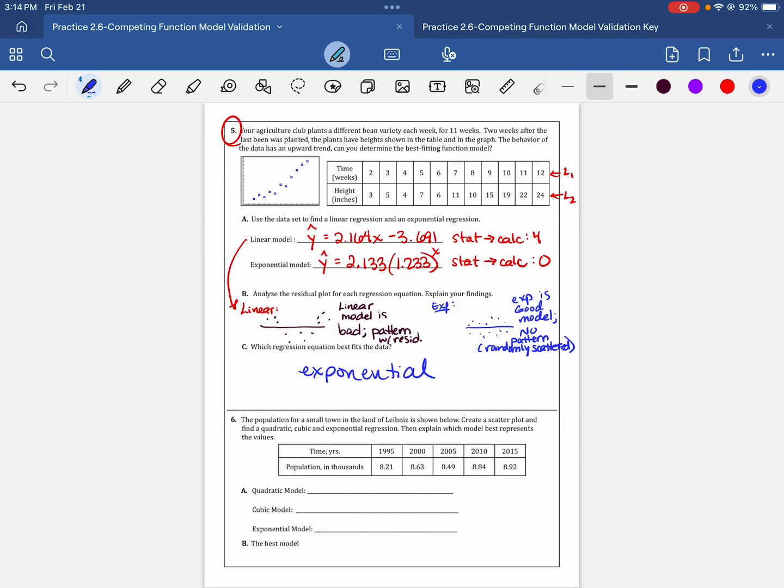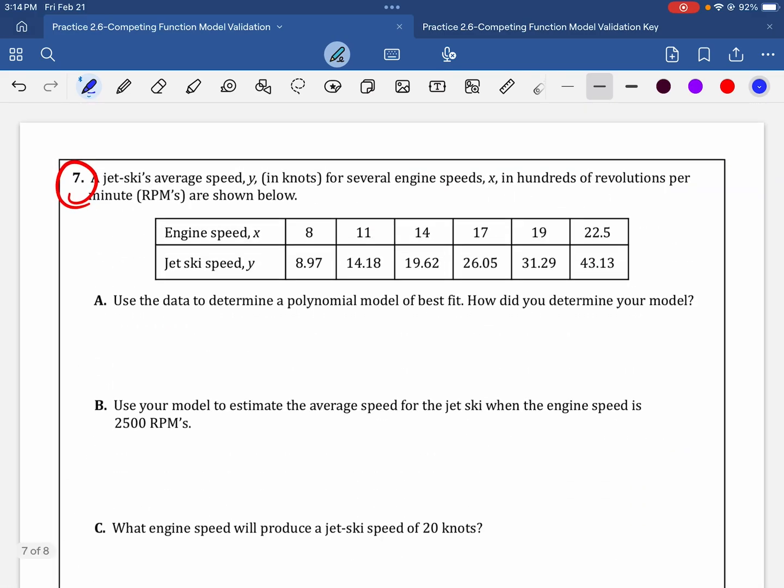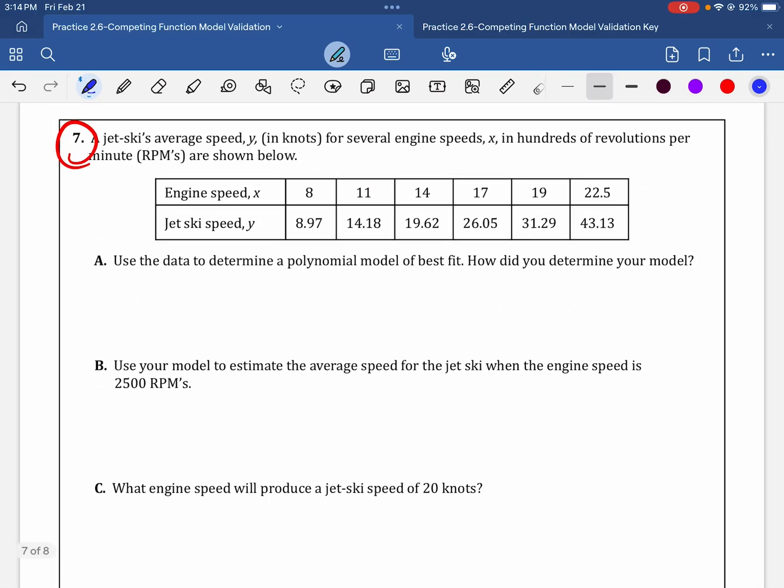So let's look at number 7. Okay, a jet ski's average speed, y, in knots for several engine speeds, x, in hundreds of revolutions per minute, RPMs, are shown below. Use the data to determine a polynomial of best fit. How did you determine your model? All right, so I'm going to do this one. It might be a little bit boring for you to watch, but I'm going to do it anyway.